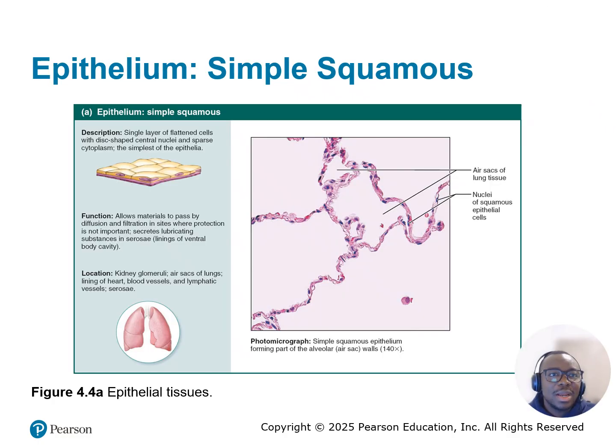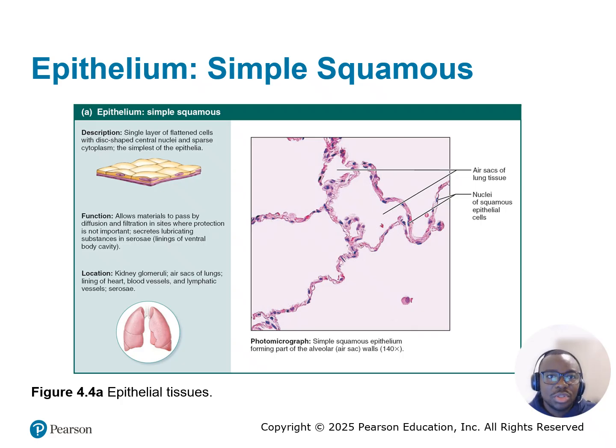Now, let's start our review of different types of epithelial tissue. We start with simple squamous epithelium. A simple squamous epithelium is the simplest of the epithelia. It has a single layer of flattened cells with disc-shaped central nuclei and sparse cytoplasm.